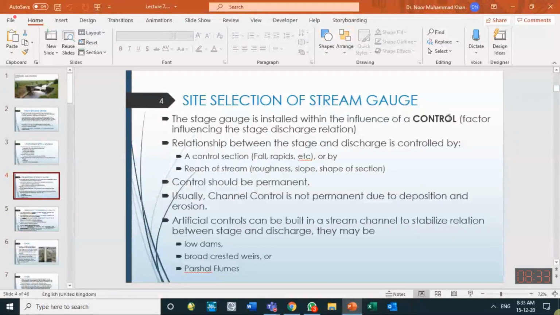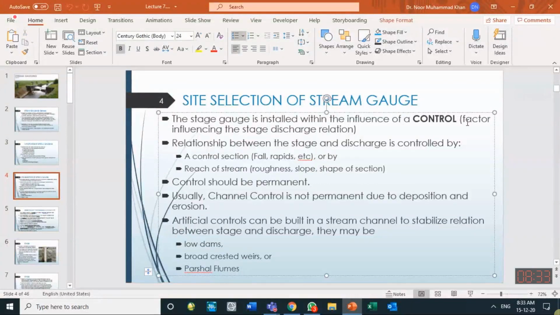So control, if we say hydraulic control, is a special term which we use to know what thing is controlling the relationship between water level and discharge. What thing is controlling? So there can be two possible controls. One is some cross section or section is controlling the relationship between water level and discharge. Either it is a section or it is a stream.